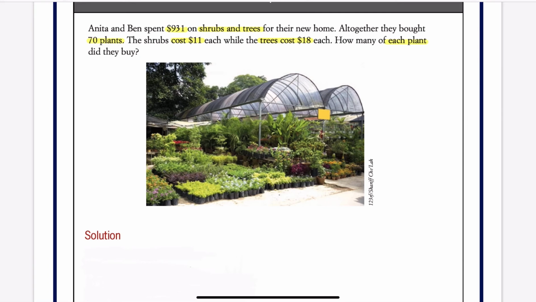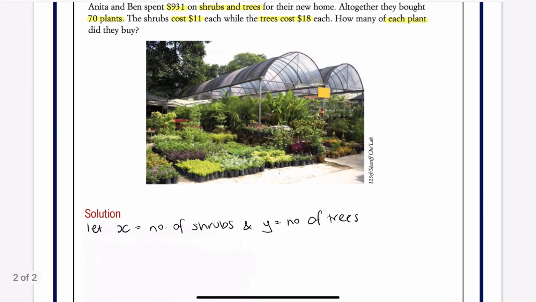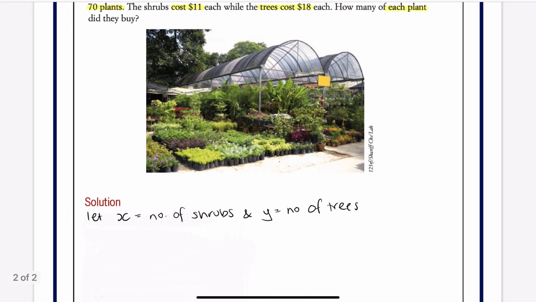First I'm going to highlight what my variables are. Let's do x and y. Let x equal the number of shrubs, and let y equal the number of trees. You can use S and T as well to represent shrubs and trees, or you can use any letter at all, as long as you refer back to that at the end. So I've identified the variables being used.